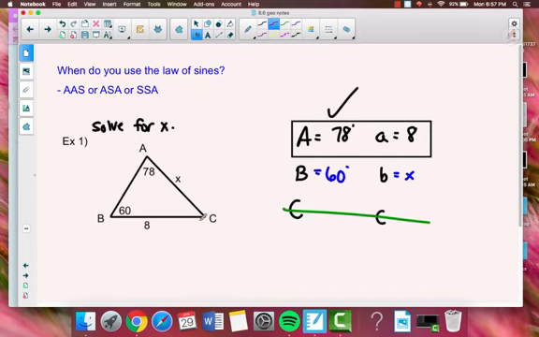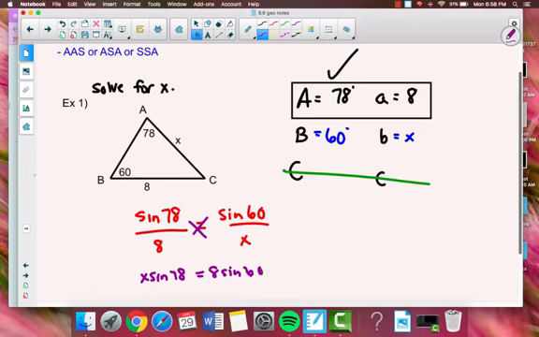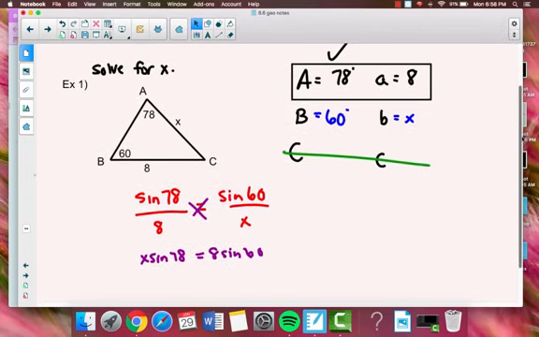now I can just go ahead and plug in my proportion. Remember our proportion said the sine of angle A, so sine of 78, over its side, so 8, has to be equal to the sine of angle B, which we said was 60, over little b, which is the x. Now this is just a nice proportion that we can solve by cross multiplying. If I cross multiply, I get x times the sine of 78 equals 8 times the sine of 60. Now there's a couple different approaches that I would take in this.